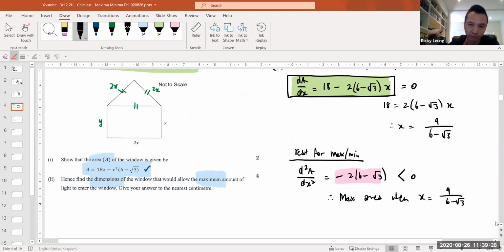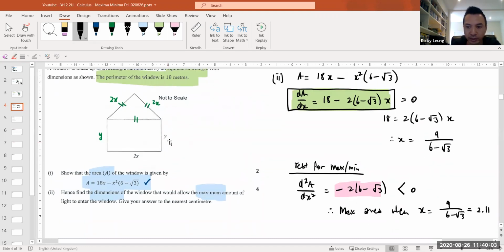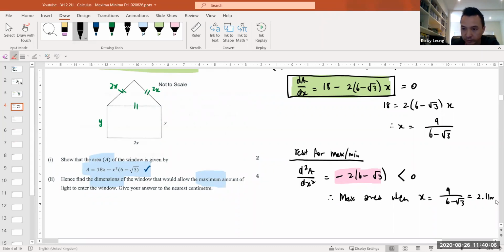Now, differentiate, solve, test for max min, tick, tick, tick, answer the question. So nearest centimeter. So I suspect you need to punch this in the calculator. Let's see, 9 divided by, so that's 6 minus root 3. That's 2.11, sorry, nearest centimeter. Are these in meters? These are in meters, so 11 meters.